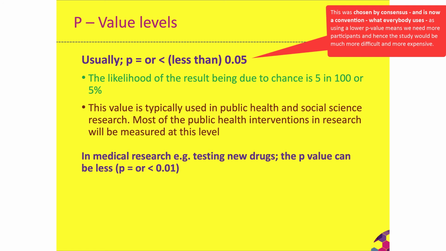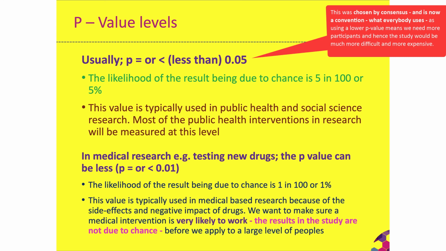And in medical research, often testing new drugs, the p-value can be equal to or less than 0.01 or 1% chance. And the reason for that is that we want that drug to work very well, and we want to be very cautious because of the negative impact side effects of drugs. So we want the result to be highly likely not to be due to chance.